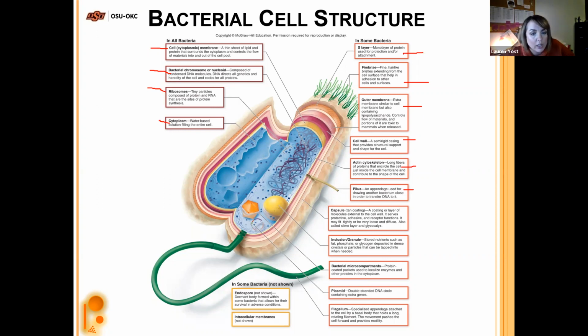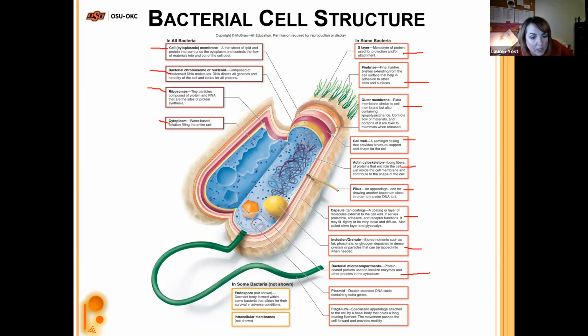The capsule is a kind of sticky coating that allows for adhesion and avoiding the immune system, and it also includes the slime layer. The inclusion vacuoles or granules are just a junky thing in the middle. They contain stuff. Don't worry about it. It's just junk in there.